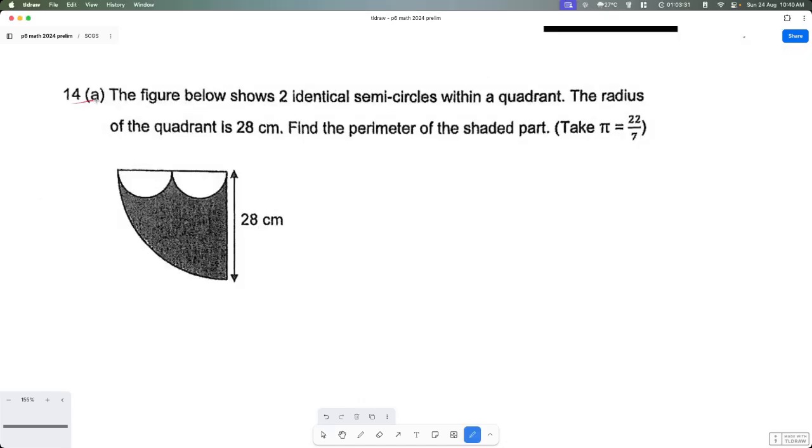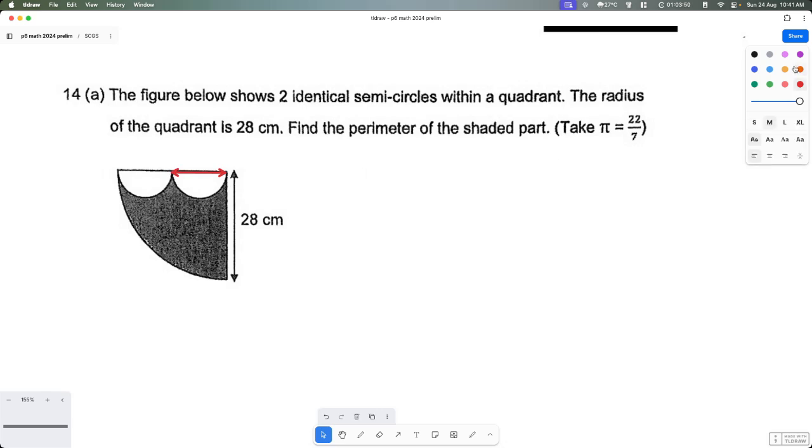All right, so question 14, part A. The figure below shows two identical semicircles with a quadrant. The radius of the quadrant is 28 centimeters. Find the perimeter of the shaded part. Okay, so for this, let me make this red. So we want to get the radius over here.